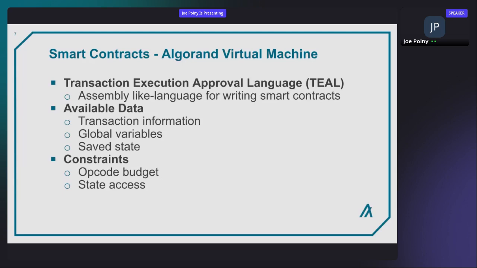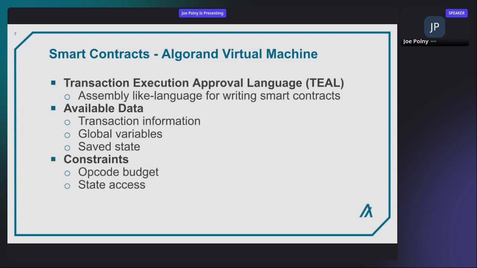So when a smart contract is executing in the AVM, we have a couple of different groups of data available to the transaction or to the smart contract. The first of which is transaction information, like sender, receiver, the amount, fee, stuff like that. Then we have global variables, so stuff about the blockchain itself. And then we have saved state, which is basically things that you manually save to the smart contract. And I'll talk about all three of these things a little bit more in depth as I expound upon how smart contracts work a bit later. But basically in the AVM, you have access to a couple different areas of information regarding the blockchain and the current transaction.